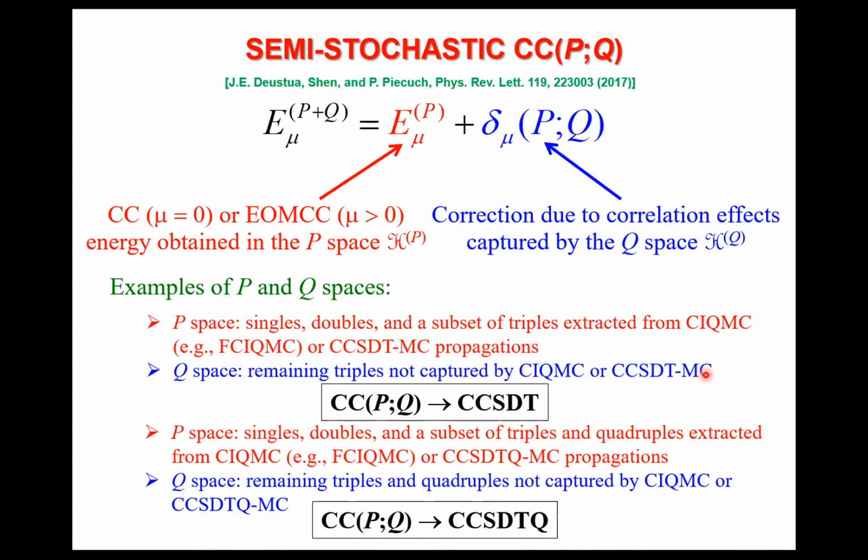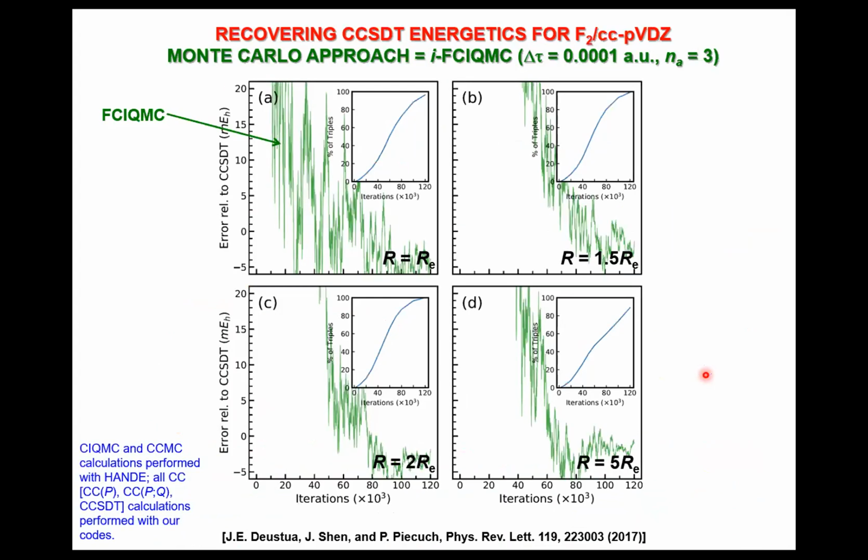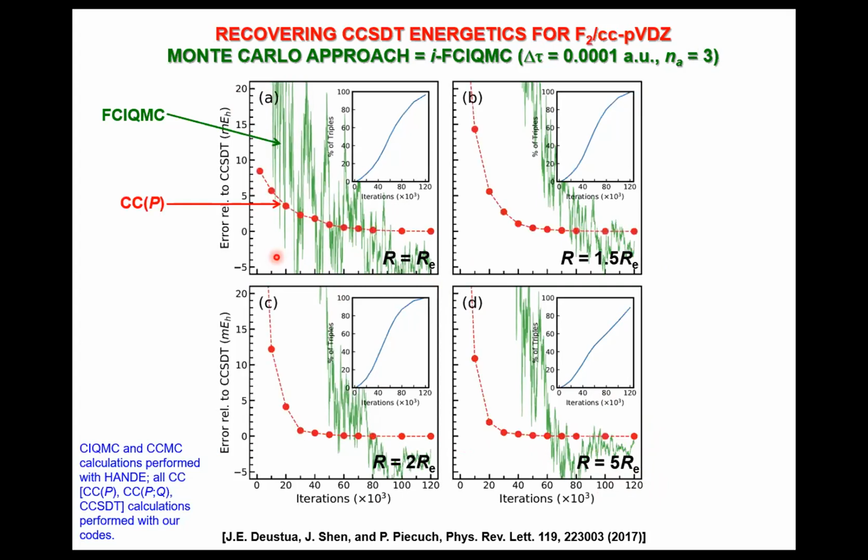So let's see how all of this works. So here's an illustration, the F2 molecule. We go from equilibrium bond length here all the way to 5 times equilibrium. So we're breaking the F-F bond. The green lines here are full CI quantum Monte Carlo propagations. You can see the noise because I zoomed the energy scale. So now you can see that it's a stochastic approach. And here's what happens when we solve coupled-cluster equations in the P space defined by all singles, all doubles, and a subset of triply excited determinants captured by Monte Carlo. You can see a nice convergence towards CCSDT.